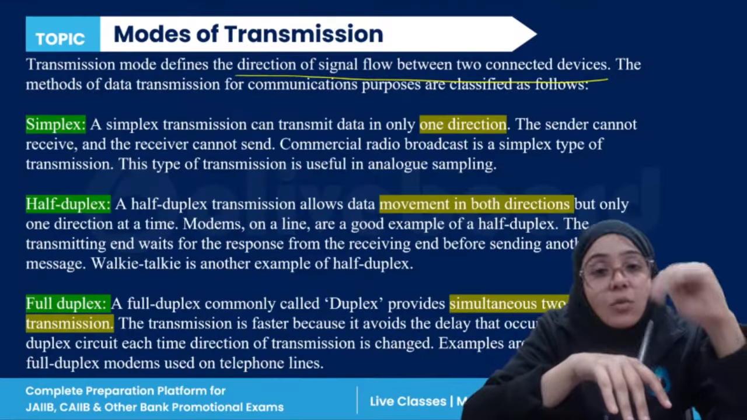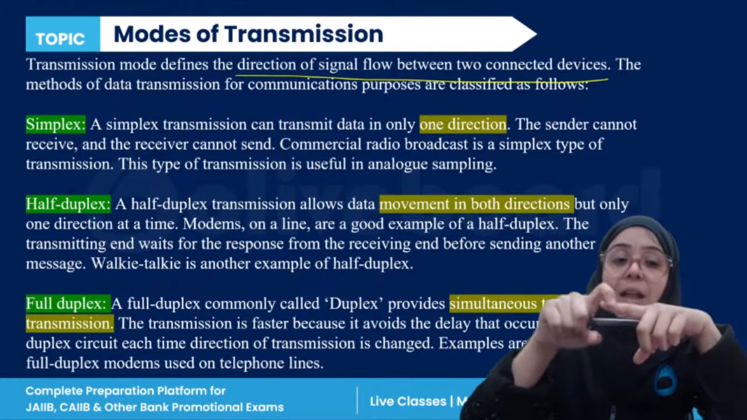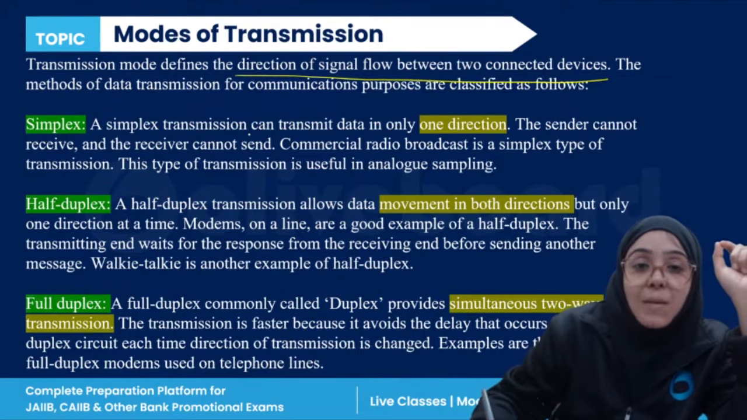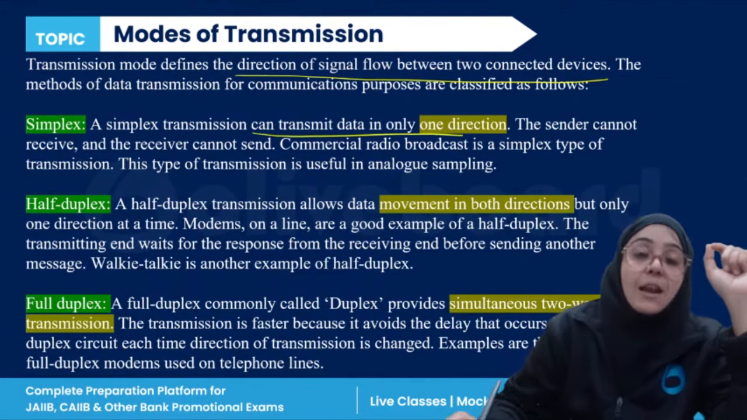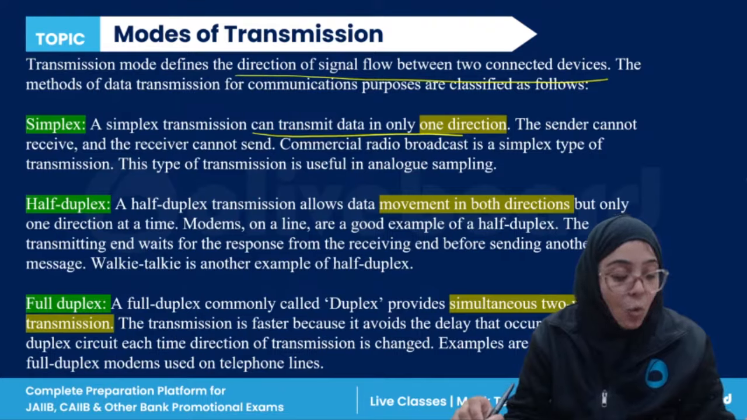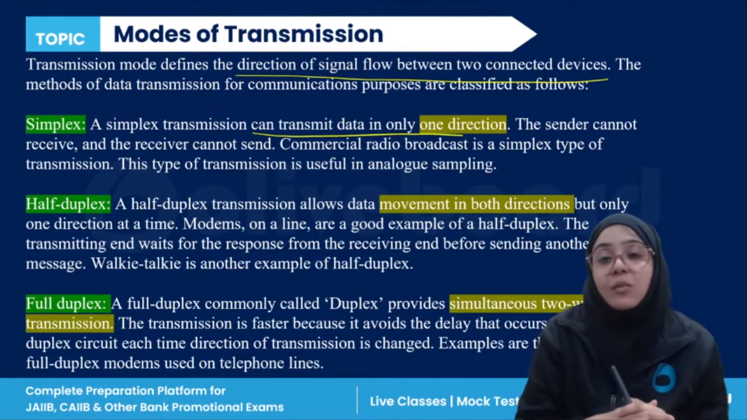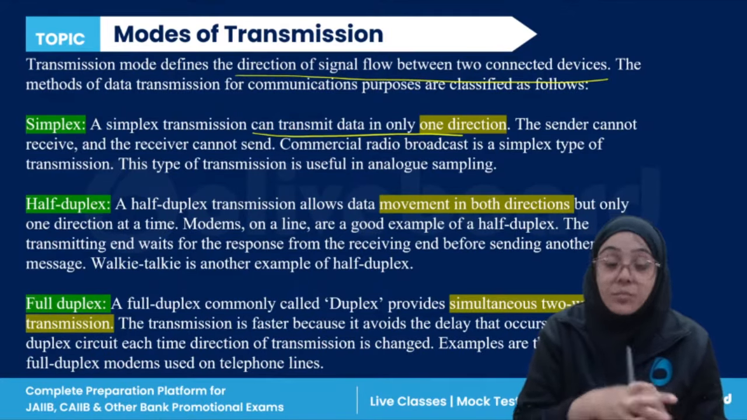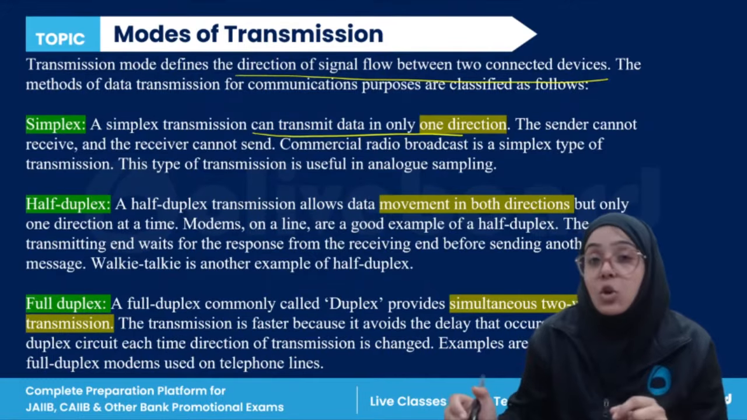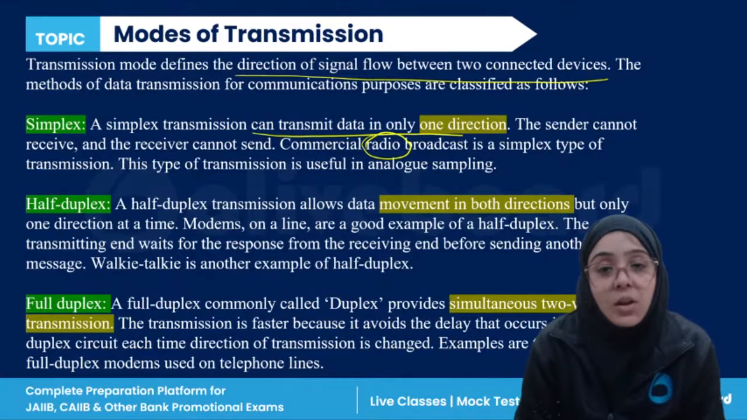These are the three transmission modes: simplex, half duplex, and full duplex. Simplex transmission is one in which you can transmit data in only one direction. When you are transmitting the data only in one direction, it is known as simplex transmission. The sender cannot receive and the receiver cannot send. Commercial radio broadcast is the best example of simplex transmission.